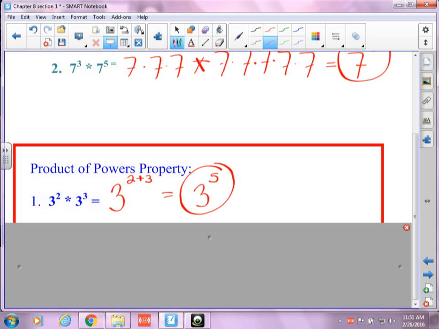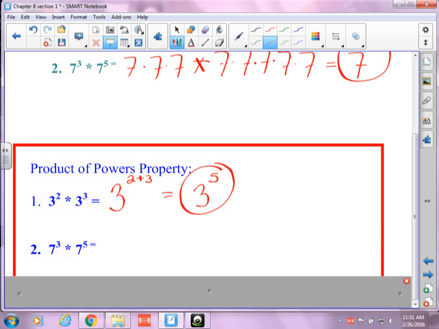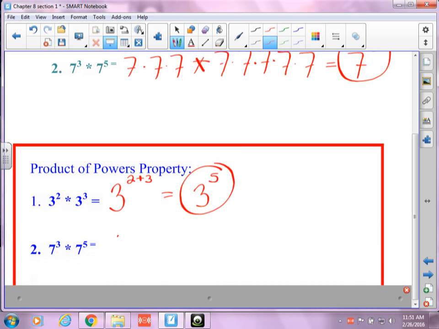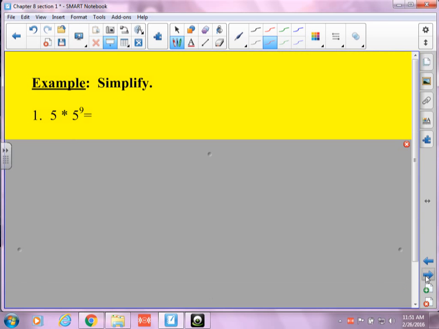It is much easier, but the problem is kids memorize the rule, and then when they take their ACTs, they don't remember. Let's go to the next one. This ends up being 7 to the 3 plus 5, and I get 7 to the 8th. Now you'll notice that I put a little work in there for right now, and the reason is so that you know the rule. If you go to the next slide, this is how you'd actually do your assignment.